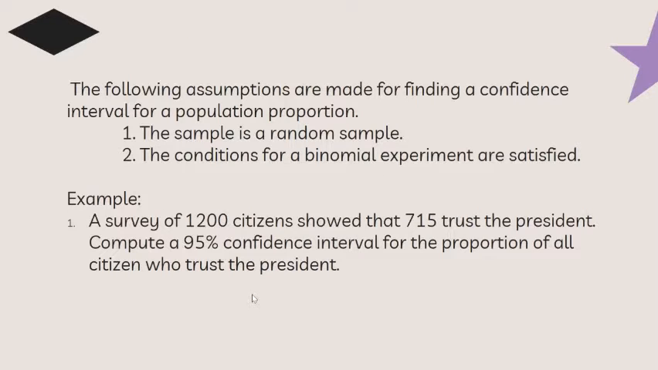The following assumptions are made for finding a confidence interval for a population proportion. First, the sample is a random sample. Second, the conditions for a binomial experiment are satisfied. Let's have an example. A survey of 1,200 citizens showed that 715 trust the president. Compute a 95% confidence interval for the proportion of all citizens who trust the president.